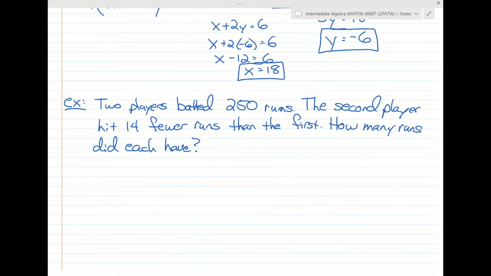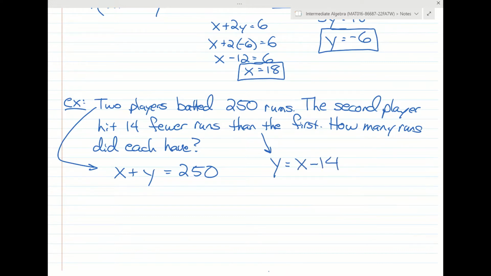We have 2 players. It says that they batted 250 runs. So the first player plus the second player together, they hit 250. That's how we would write that. The second one, it says the second player hit 14 fewer than the first. So the way I would write this is the second player is y. Whatever the first player hit, if you subtract 14, that's what the second player hit. So if the first player hit 20, the second player, according to this, would have hit 6.